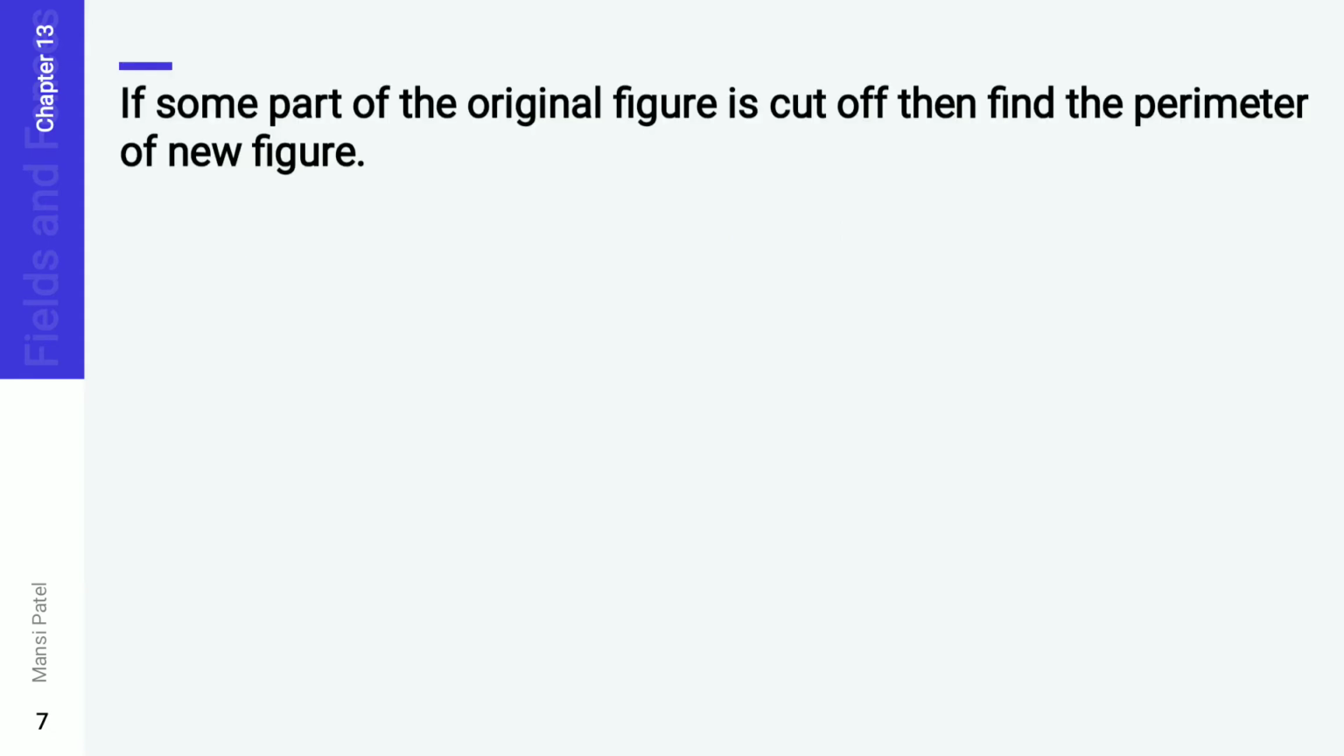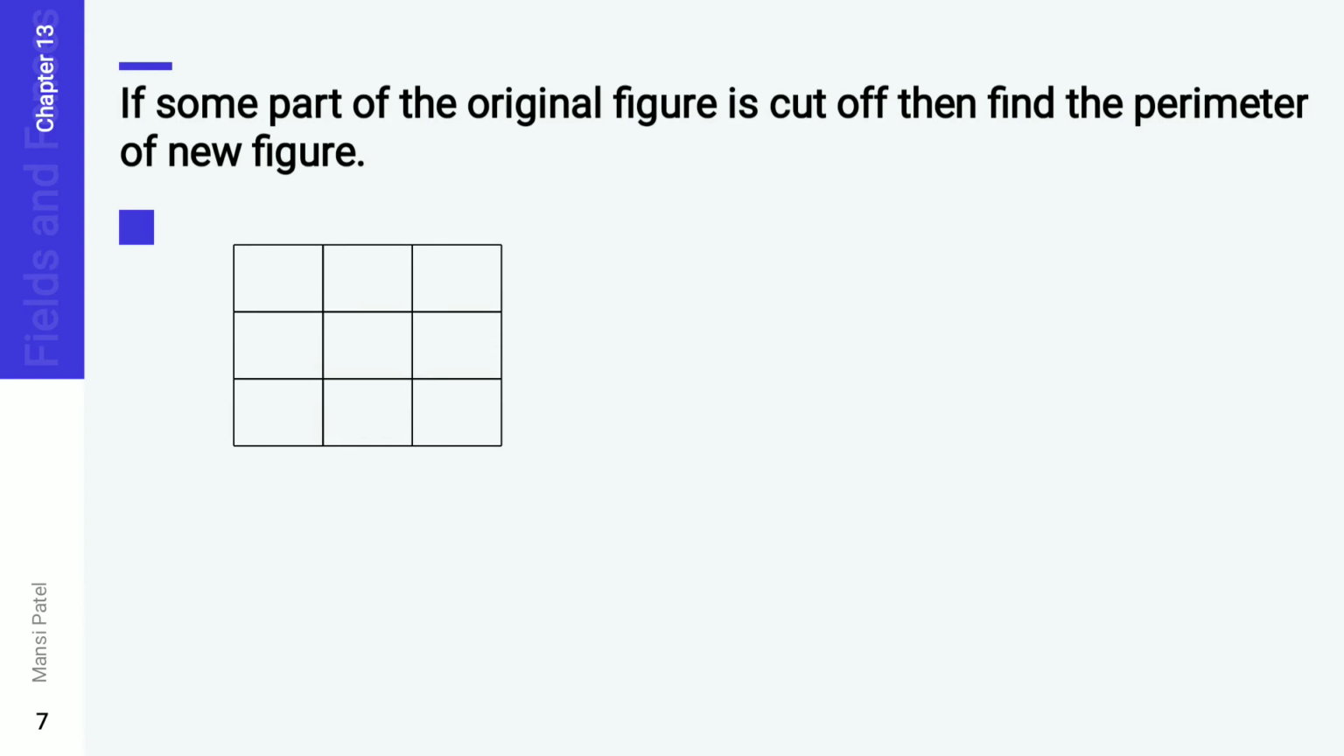Now the new topic for you is, if some part of the original figure is cut off. It means one original figure was given to you, and after that some portion of that figure is cut off, then you have to find out the perimeter of the new figure. So let us start. Here, this is the original figure, and the measurement of this figure is 3 centimeter, 3 centimeter, 3 centimeter. So what is the perimeter of this original figure?